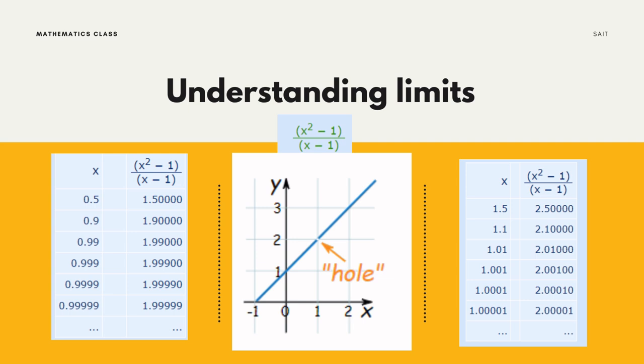Now, let's approach the same point from the right side. Let's say I start at 1.5 and get so close to 1, but I never get to 1. I get so close, and then I see that the y value also gets so close to 2. So as you can see, the right limit is equal to the left limit, because the final value of the right limit is equal to 2, and the final value of the left limit is also equal to 2.